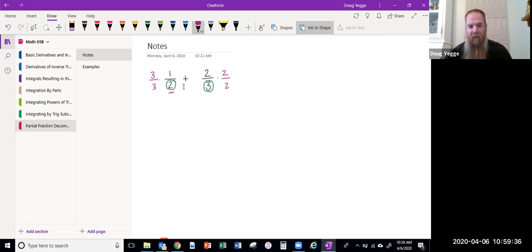So if this one has a 2 and this one has a 3, then that means that this one needs a 3 and this one needs a 2. Which is why this here just becomes 3/6 plus 4/6. And my answer is 7/6. Easy enough? Hopefully.